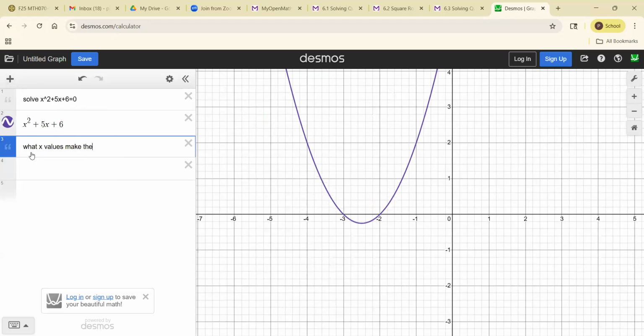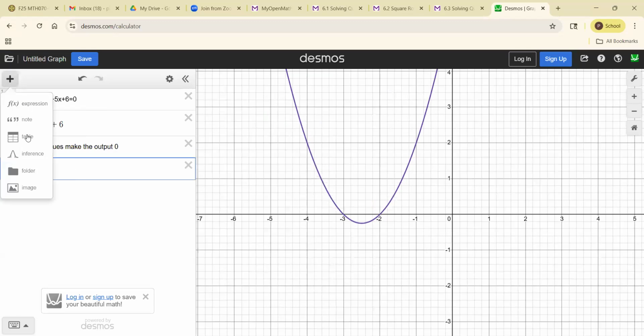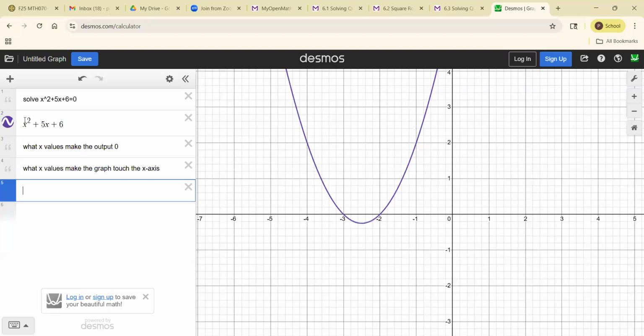What x values make the output 0? Well, the output's 0 when I'm on the x-axis. So what x values make the output 0 is what x values make the graph touch the x-axis. And we have a word for those x values. What are the x-intercepts? So solving x squared plus 5x plus 6 equals 0 is asking what are the x-intercepts of the expression x squared plus 5x plus 6.